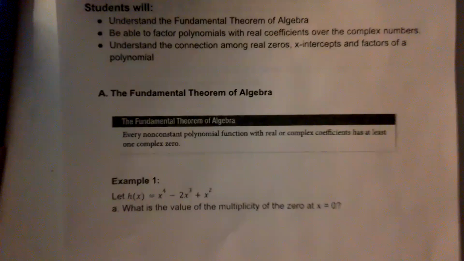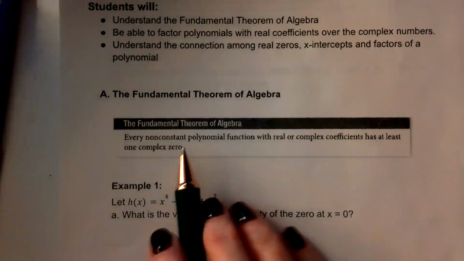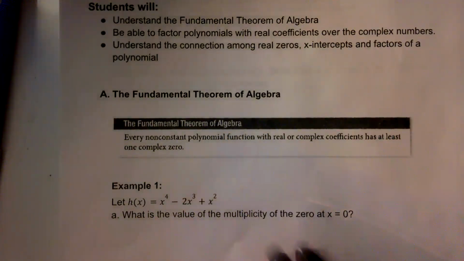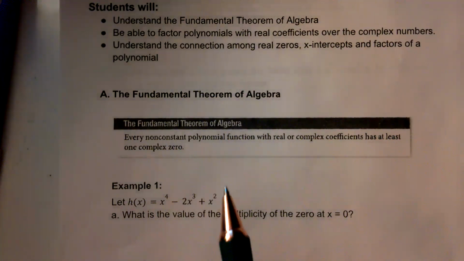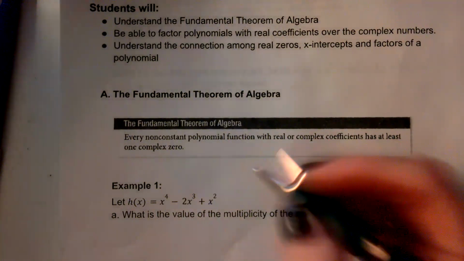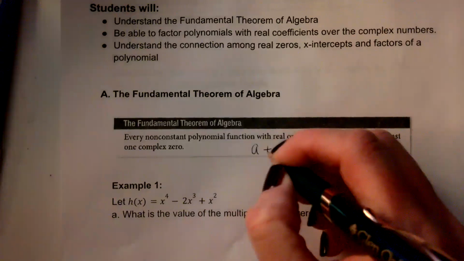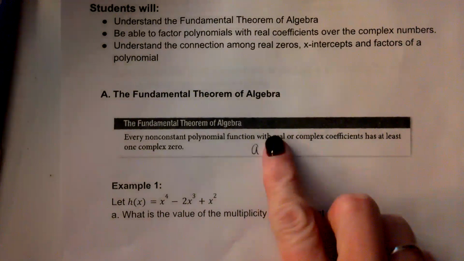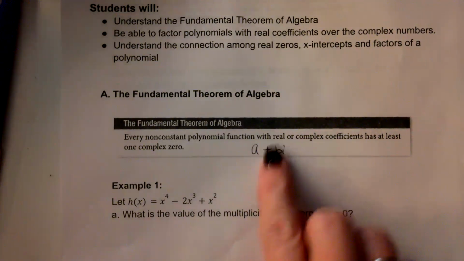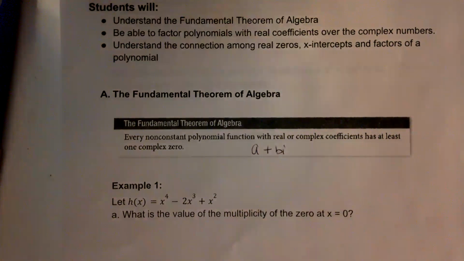So the fundamental theorem of algebra says every non-constant polynomial function with real or complex coefficients has at least one complex zero. And remember, a complex zero is a plus bi, which means it could just have the real part. It doesn't have to have the imaginary part.